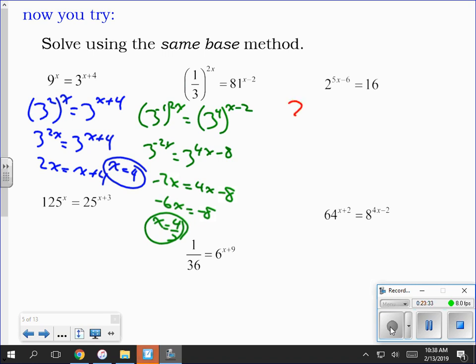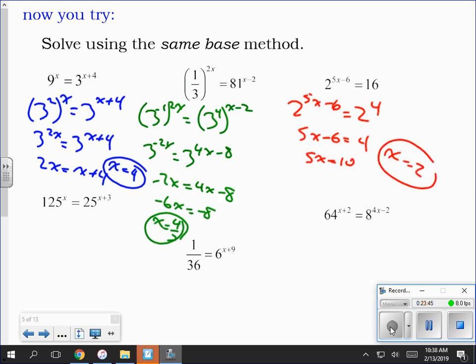Next one, it's not so bad. 16, 2 to the 5x minus 6 equals 2 to the 4th. 5x minus 6 equals 4. Add 6. 5x equals 10. X equals 2. Sometimes they're not that hard. Sometimes.